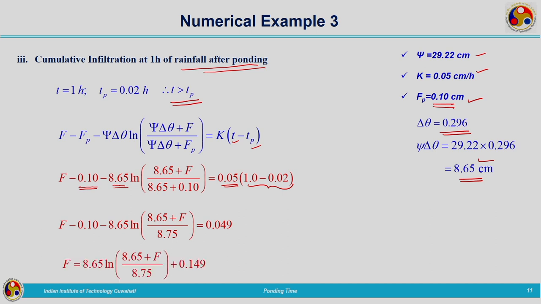It will be coming out to be F is equal to 8.65 ln of 8.65 plus F divided by 8.75, plus 0.149. Now, we are having F on both sides of the equation, left hand side and right hand side. So, this is similar to the equation we have seen in the previous case. We can solve it in the same way. We have made use of the successive substitution approach, and in a similar way, we will solve this problem also.